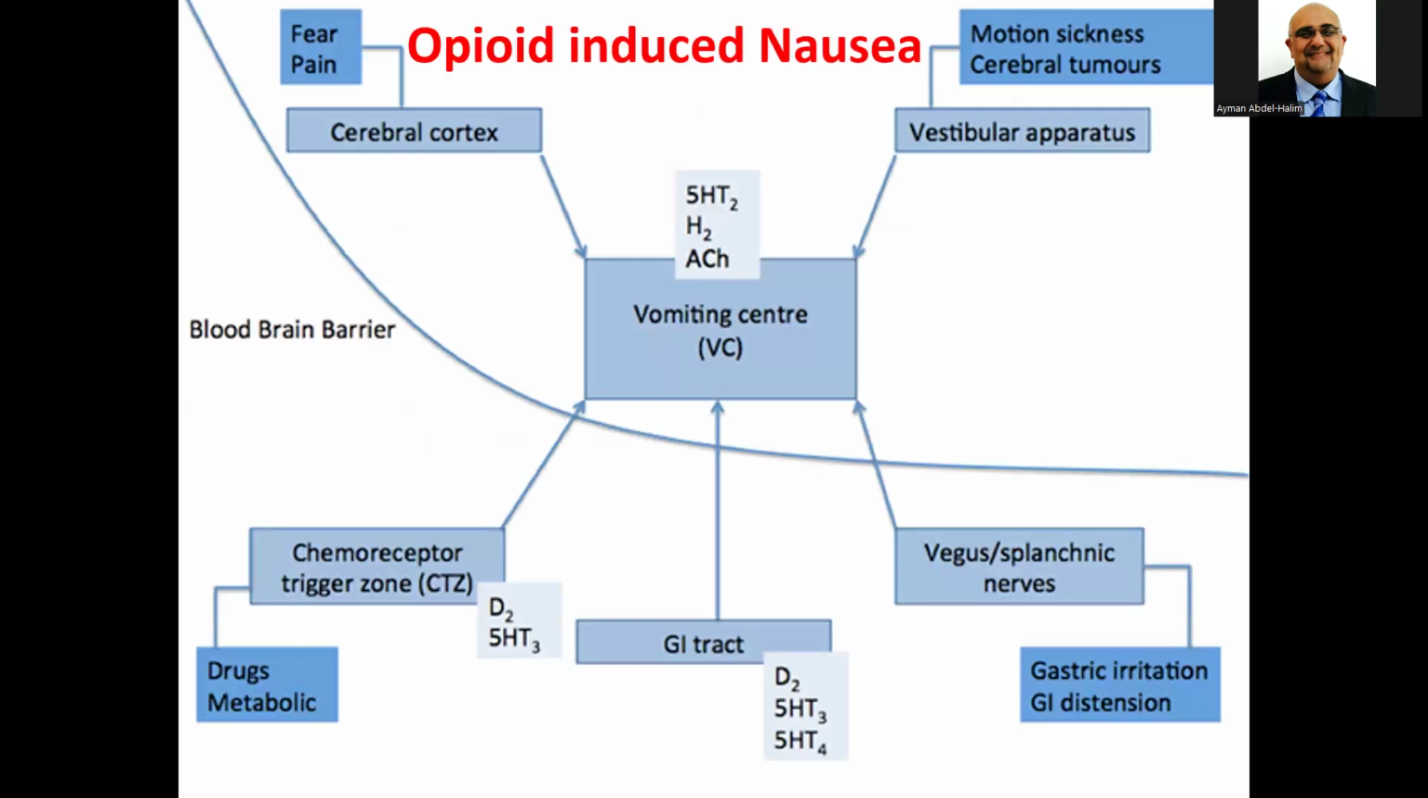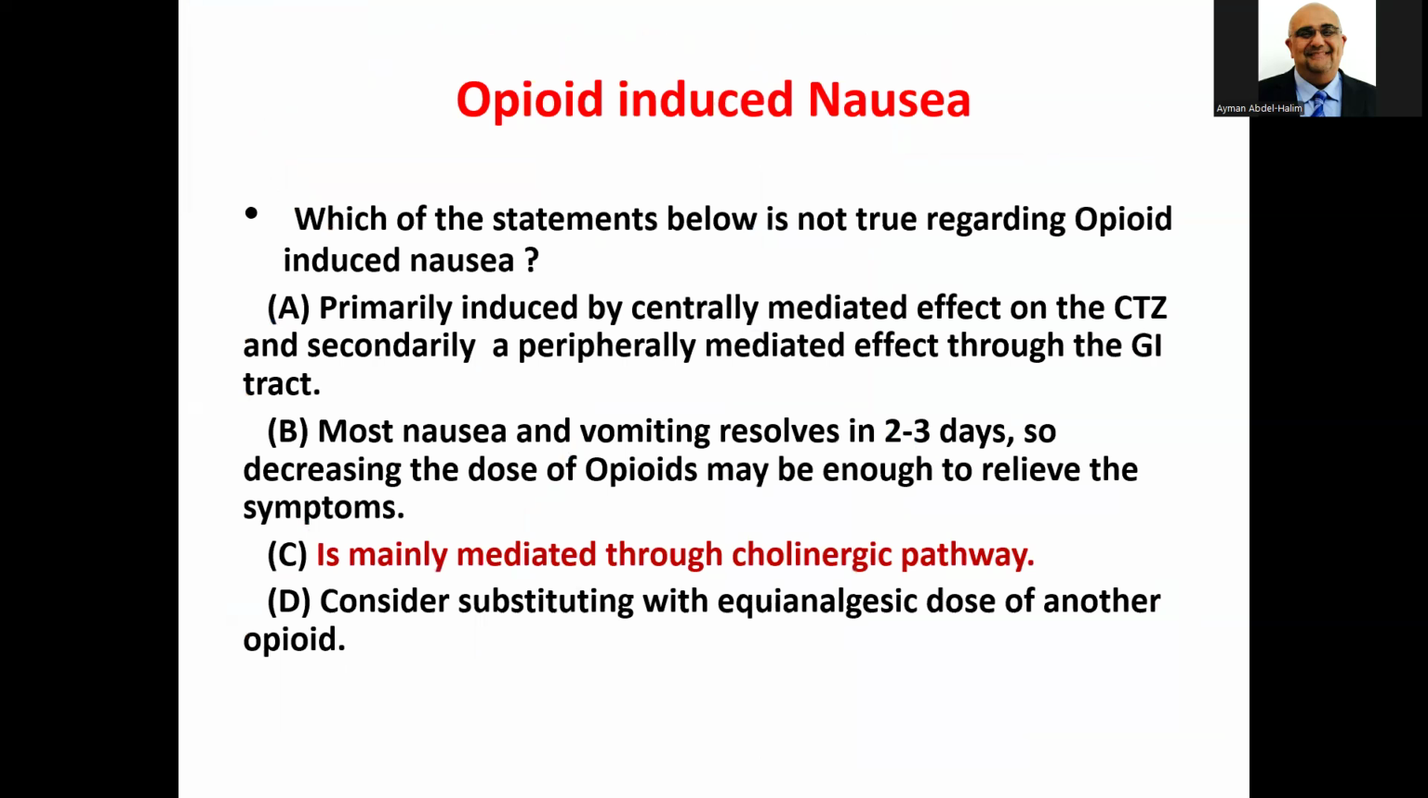Okay, nausea and vomiting. I just wanted to show you that there are different mechanisms for nausea and vomiting. The important lesson here is that drugs usually cause nausea and vomiting by stimulating the chemoreceptor trigger zone. And opioids are not an exception. So this is basically the question here.